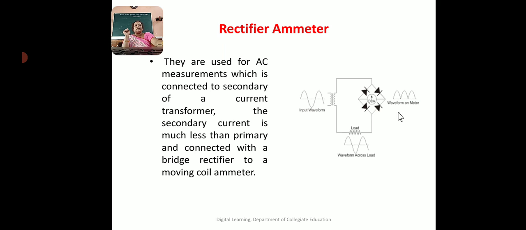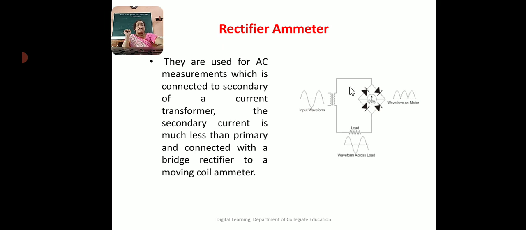And the next one is the rectifier ammeter. This is the block diagram of the rectifier ammeter, and these ammeters are used for the measurement of AC current. It is connected to the secondary of a current transformer. The secondary current is much less than the primary and is connected with a bridge rectifier, which feeds a moving coil ammeter.